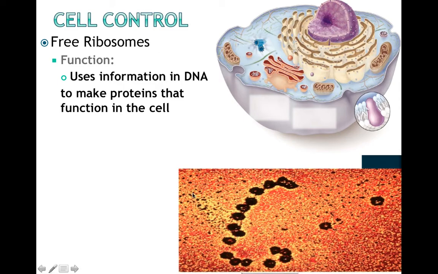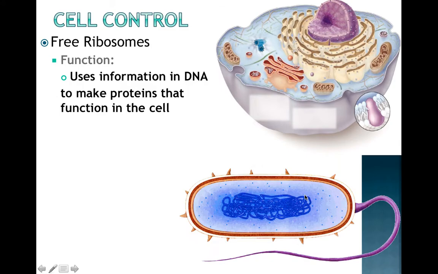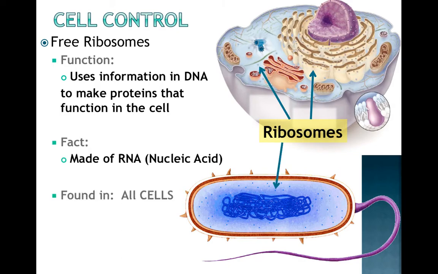And this kind of background right here is just the cytoplasm. Here's a little bacteria cell, a little prokaryote, so you can see there are ribosomes inside of it as well. Not much else though. Right here in the middle, that's all the DNA. So we have DNA and we have ribosomes. That's pretty much it. And our fact is they are made of RNA, which was our second type of nucleic acid, and they're found again in every single cell.